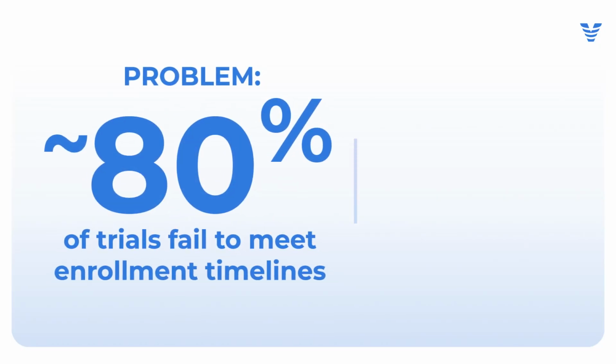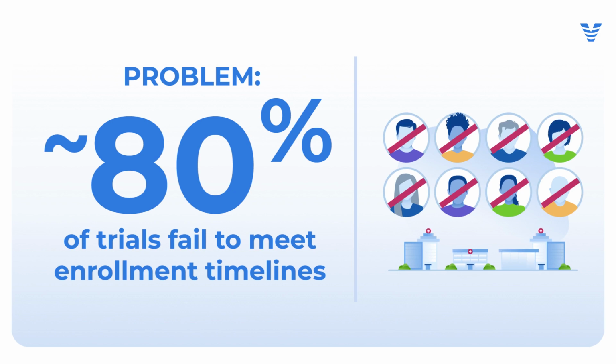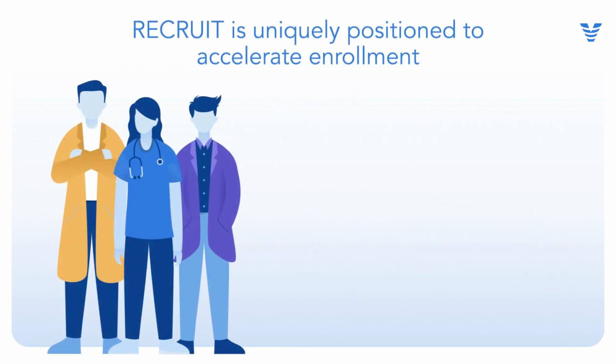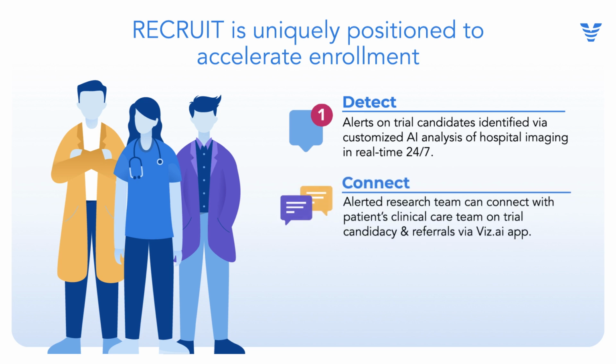Approximately 80% of trials fail to meet enrollment timelines. VizRecruit is uniquely positioned to accelerate enrollment. With the custom AI analysis of hospital imaging, we are able to identify in real time candidates in the hospital system that are eligible. The research team is instantly alerted and can connect the patient's clinical care team on trial candidacy and referrals directly on the app.